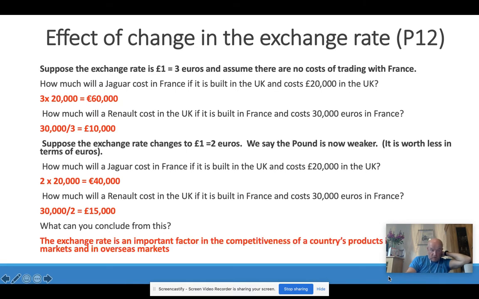So what can we conclude from that? Well, clearly, as I mentioned, the exchange rate is a very important factor in the competitiveness of a country's products and services between domestic and overseas markets. That's something that any business, any firm would have to bear in mind, because changes can have a big impact on the value of imports and exports.